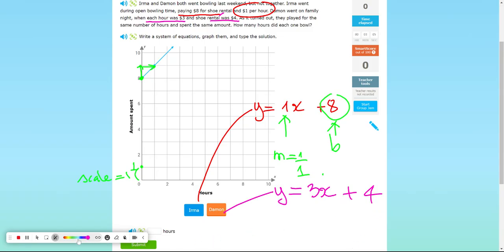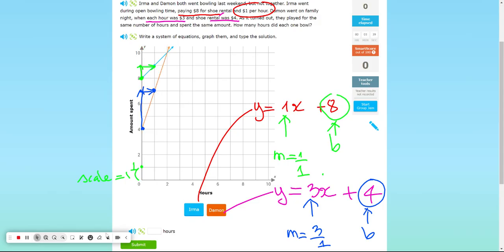Okay, so let's go and graph this. First I graph number 4. This is the B. Number 4 is right here. And now let's do the slope M, which is 3 over 1. So I go up 3 and then right 1. Right there. So let me get my tool. Make sure I click on the Damon icon right there. So start at 4, up 3, right 1.